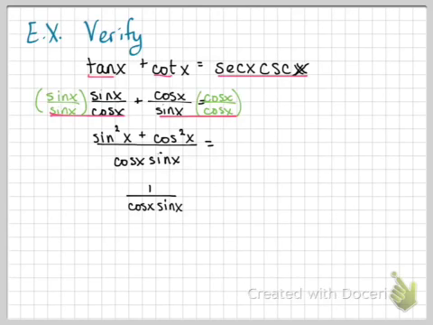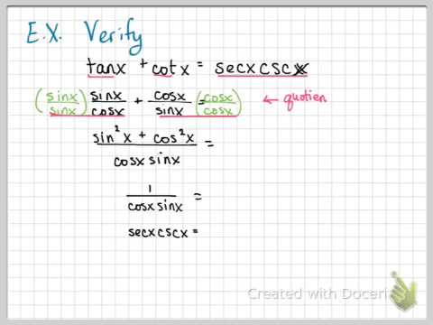Now look at what I'm trying to get. I'm trying to get secant x times cosecant x. And I recognize here that I do have two reciprocals, and that this is secant x cosecant x. Alright, so let's stop for a second. Do you see what I forgot to do? We'll fix it in a moment.